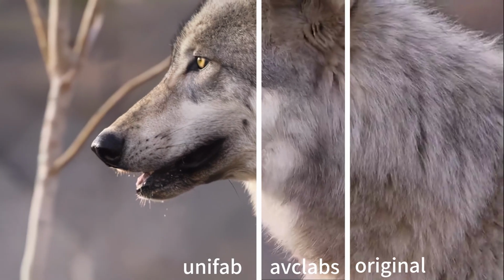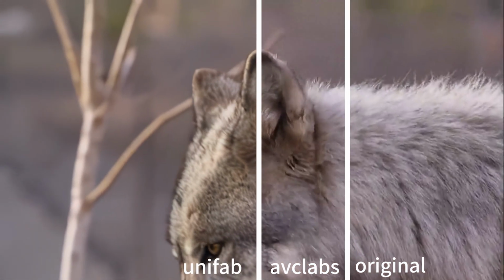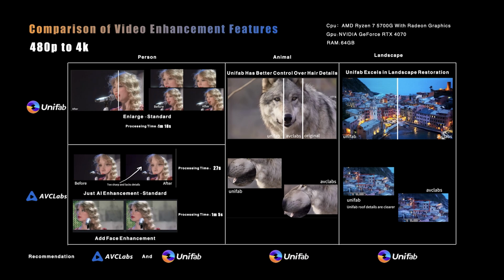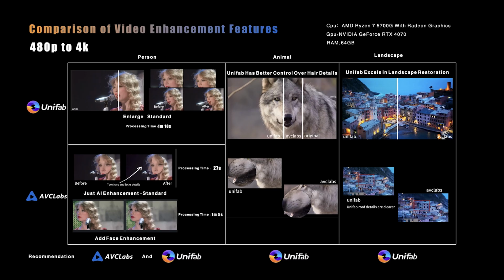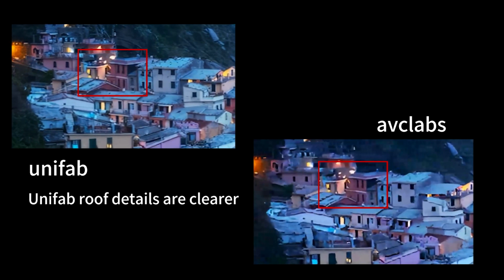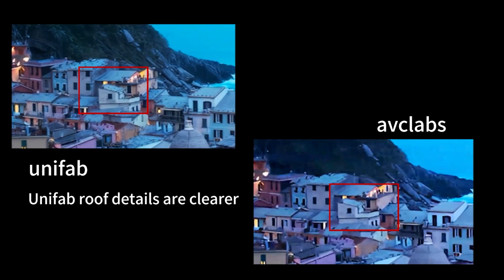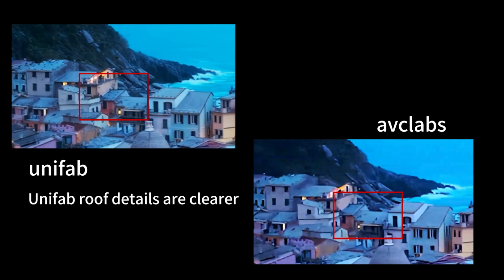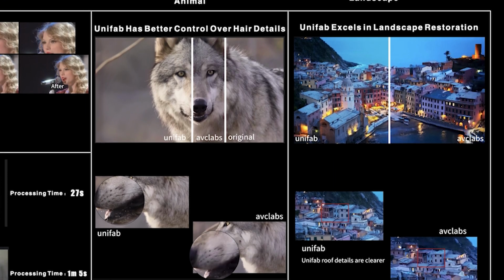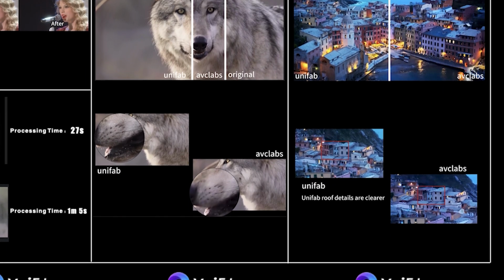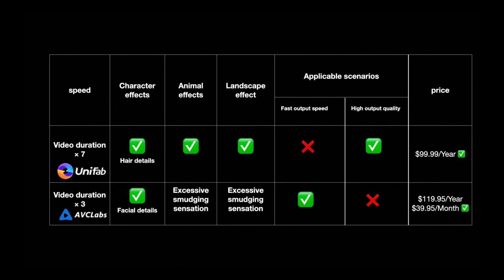In animal testing, Unifab has been found to be more meticulous in handling hair and closer to reality in restoring colors. Here, I recommend Unifab. Finally, in terms of scenery, Unifab is clearly superior, with excellent detail restoration and no obvious smudging. On the other hand, AVCLabs' landscape restoration is too sharp and lacks details. In terms of scenery, I would recommend Unifab more. Here is a more intuitive table.